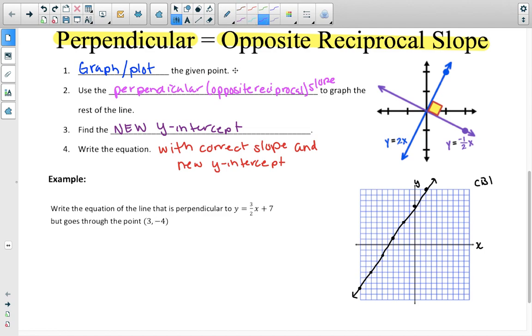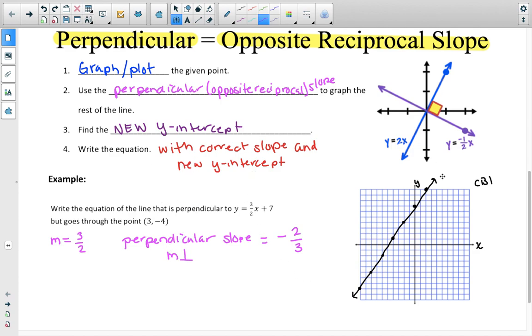So the original slope is equal to 3/2. So our perpendicular slope, which I'll write as m and then our perpendicular symbol, is equal to, we have to do the opposite, so it was positive, so now it's negative. We need to flip our fraction to be the reciprocal, so it should be -2/3. So that's our slope. We want to find our new y-intercept.